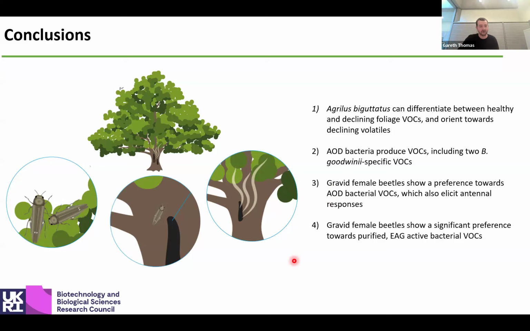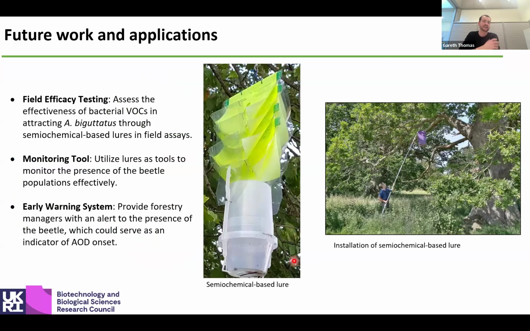So I've mentioned a lot about lab work in this talk, but I need to obviously talk about the applications of this work, in terms of what future work we might be planning on doing. We basically want to see whether we can actually see this effect under open field conditions. So we want to assess the effectiveness of bacterial volatiles in attracting Agrilus bigutattus through these semiochemical based lures in fields. So here we've got a semiochemical based lure, which we hope to optimize with the bacterial compounds we've shown to be attractive.